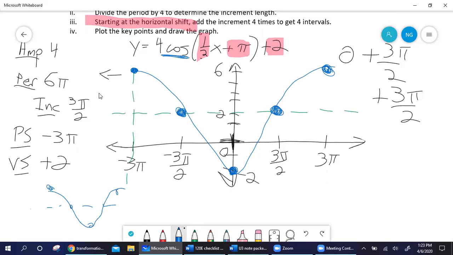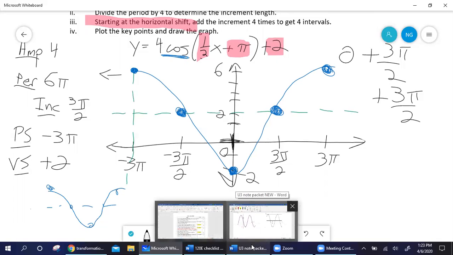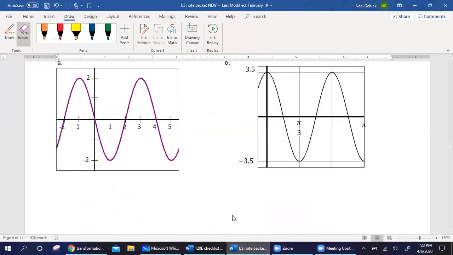Again, that one had everything possible in it. That's got all the possibilities except a reflection. That's the only thing I didn't do on that one. For the last 2 problems on this, these are a lot easier. Now I'm giving you the graph, and we have to write a function that matches it.